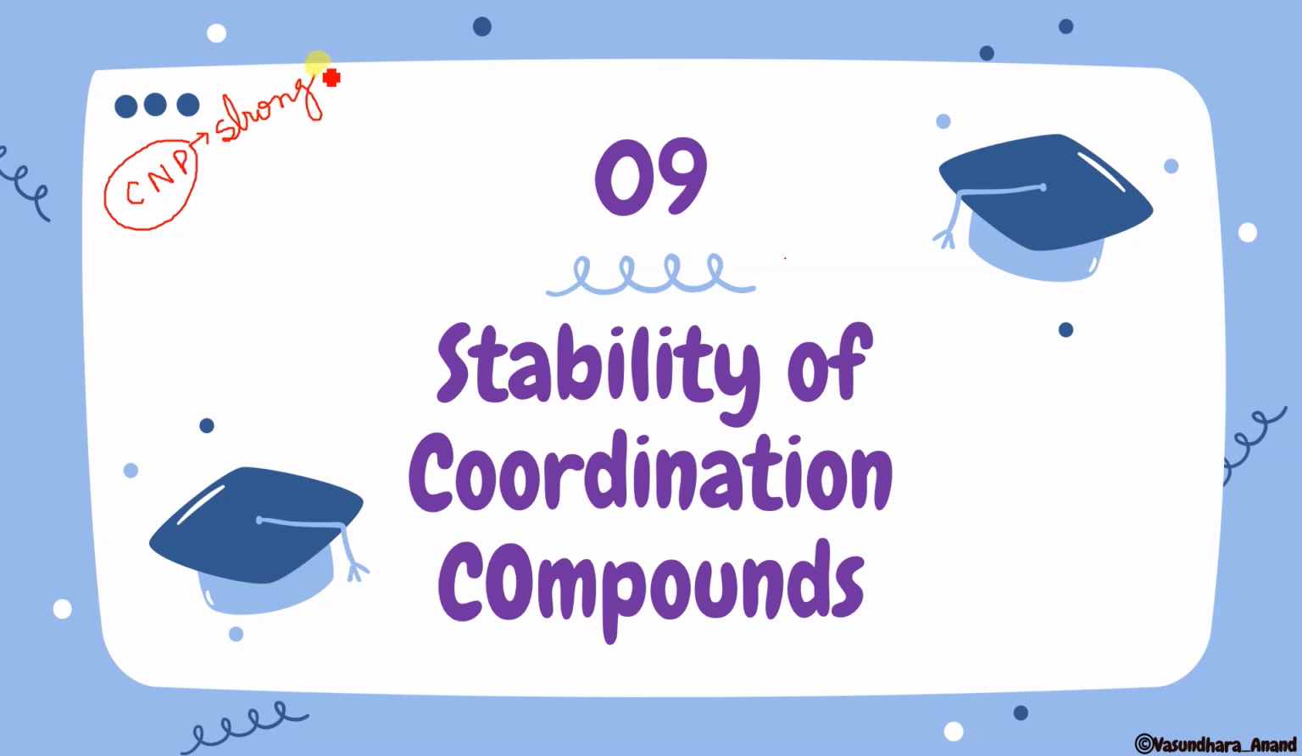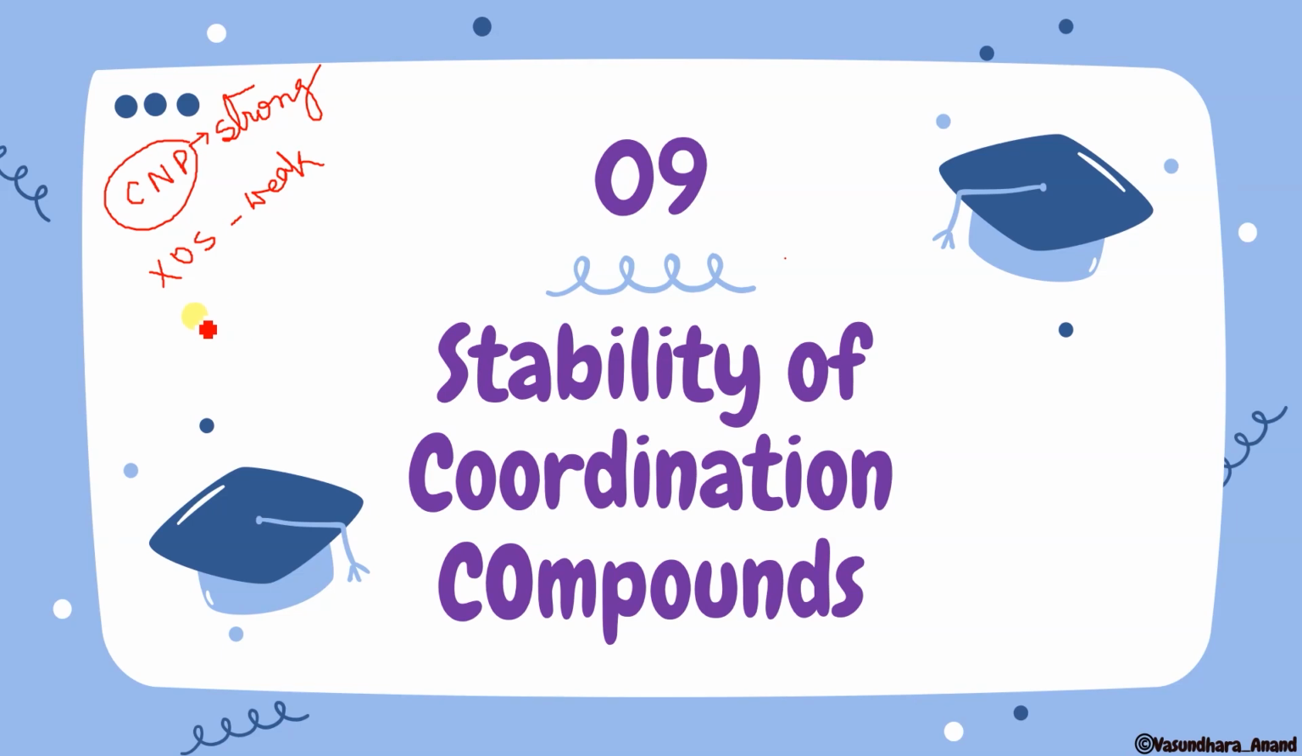Like you can see CN, NH3, and then pyridine. So these all will be strong ligands. But if the donor atom is a halogen X, oxygen, or sulfur, then it will be a weak ligand. So this is the trick you can use to identify the weak ligand and the strong ligand.